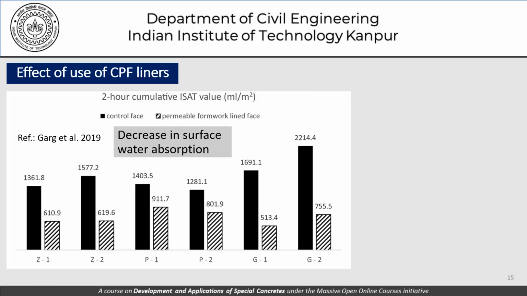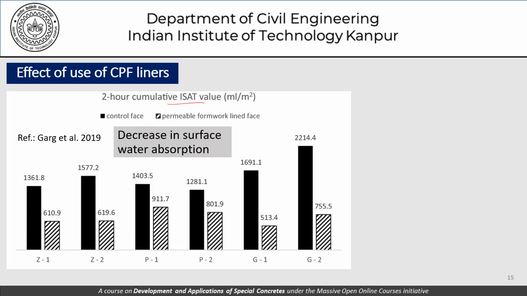As far as the decrease in the surface water absorption is concerned, we tried to carry out what is called a 2-hour cumulative ISAT test. And those of you who are interested should actually look up and see how an ISAT test is carried out. And we find that regardless of the CPF liner used, the values have considerably reduced.